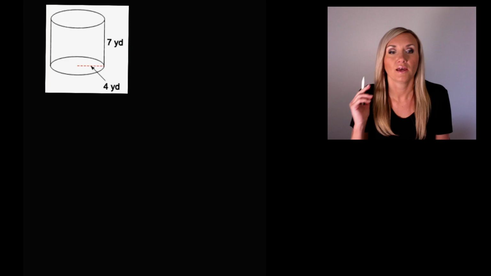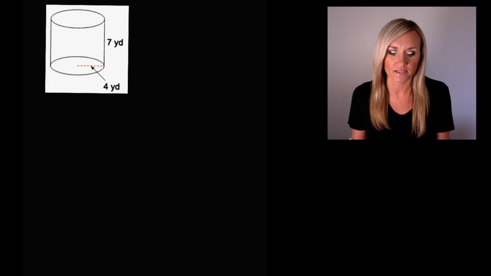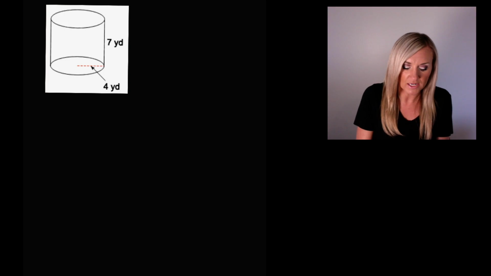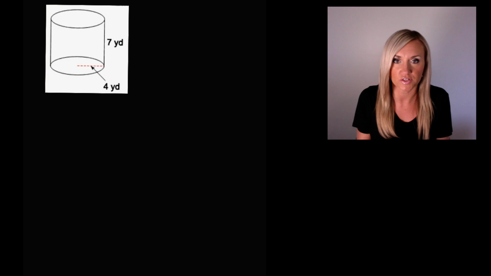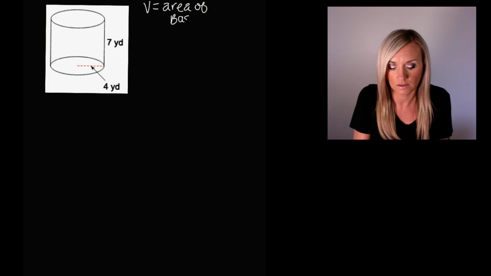But anyways, we're going to find the volume of cylinders, which have circular bases parallel to each other. Let's do this. To find the volume of a cylinder, we have to find the area of the base and multiply it by the height. So let's start off by writing out what that would look like. Volume equals area of the base, and we're going to multiply it by the height.